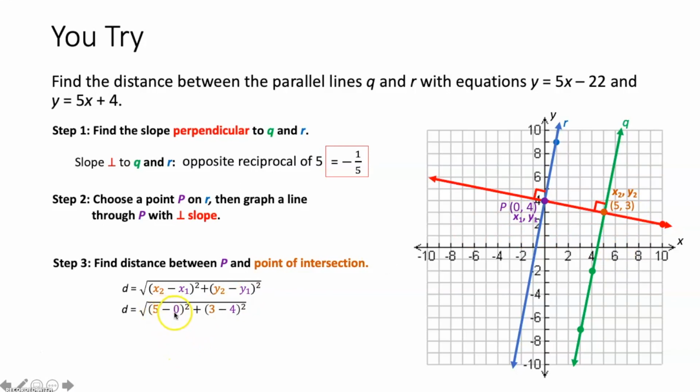What is 5 minus 0? That's 5. What's 3 minus 4? That's negative 1. What's 5 squared? That's 25. What's negative 1 squared? That's 1. What's 25 plus 1? That's 26. And what is the square root of 26? Oh, can't do that. Well, is there a perfect square that goes into 26? No. So we just leave it root 26 units as the distance between these 2 parallel lines.